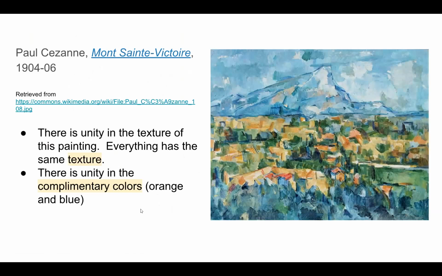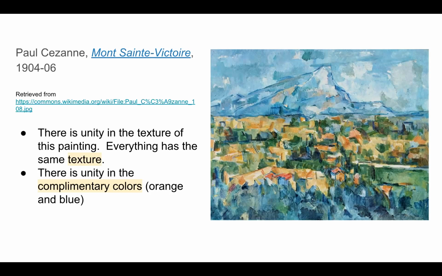The final example is a painting done by Paul Cézanne. And in this picture, I think the most striking example of unity is in the texture. Cézanne was an impressionist, and impressionists tended to use a lot of texture in their paintings. They would do brush strokes or dots. They didn't typically do a lot of outlining and filling in painting. It was a different artistic movement at the time.